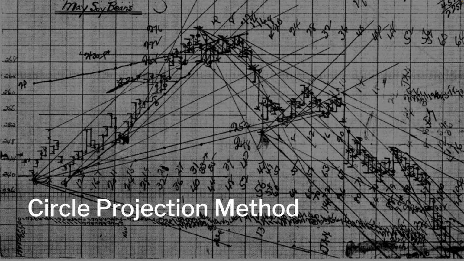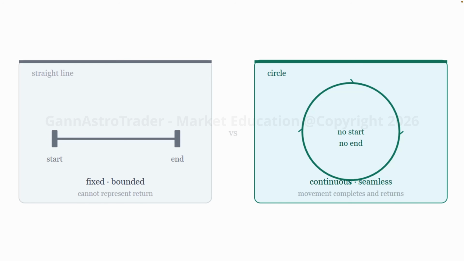It is not something imposed on movement. It is something that naturally emerges from it. To understand a cycle clearly, we need a structure that has no beginning and no end. A straight line cannot represent this because it has a fixed start and finish. A circle, however, represents continuity. It allows movement to progress, complete, and return seamlessly.